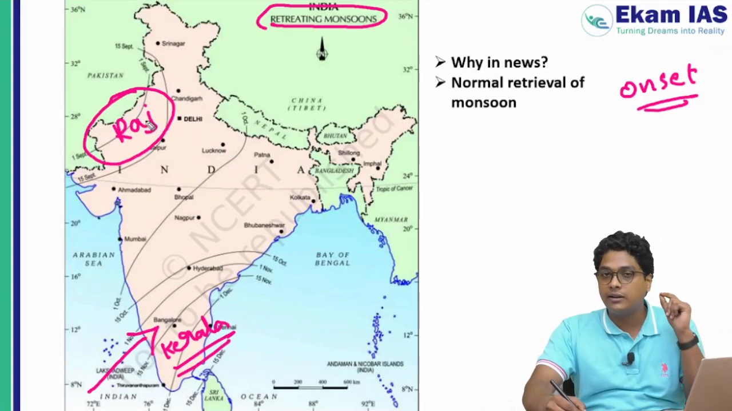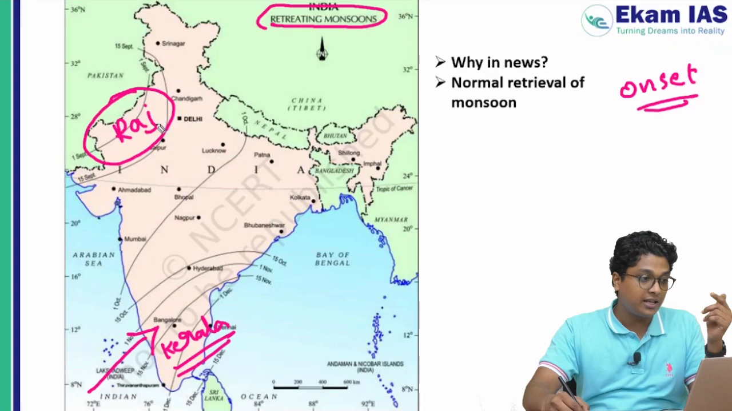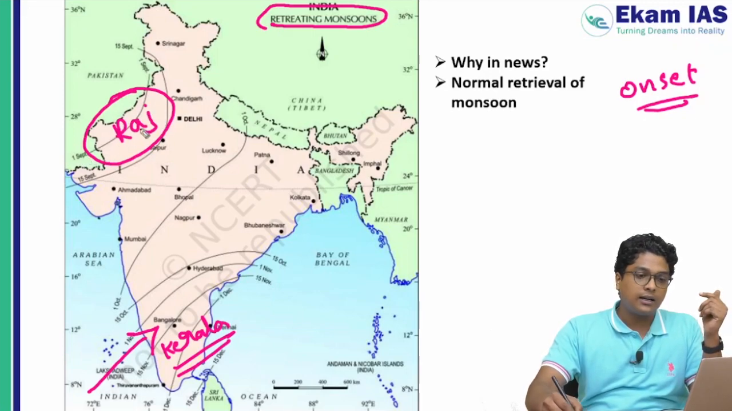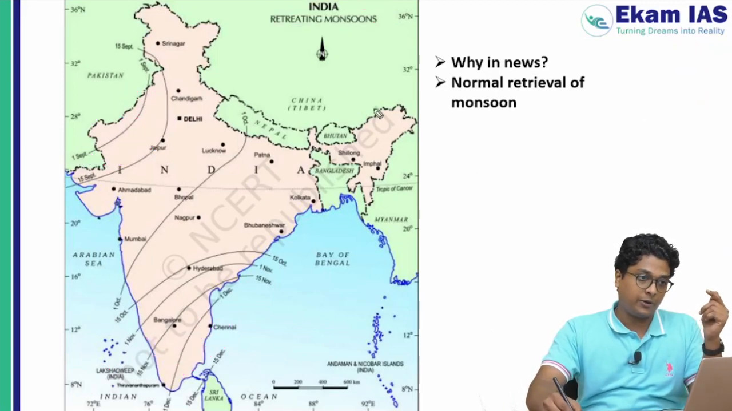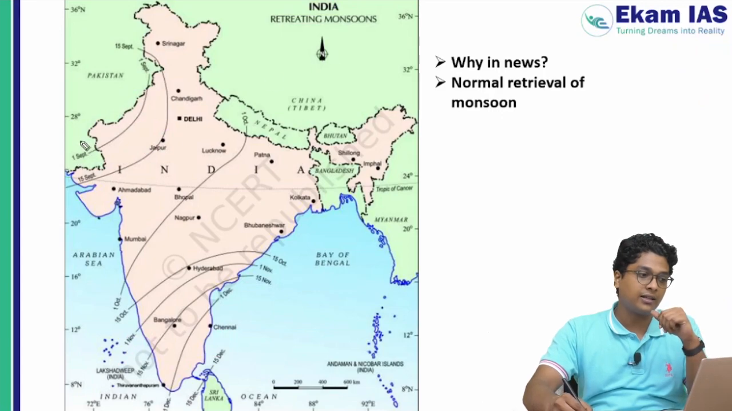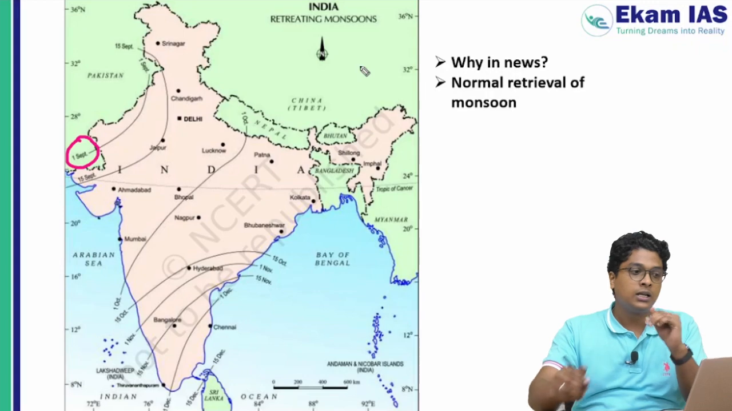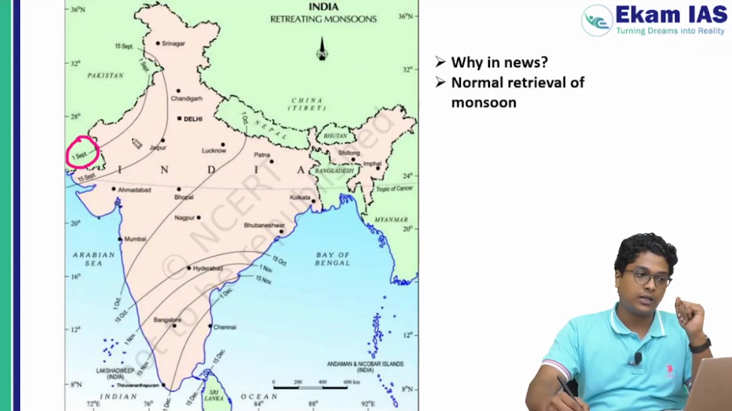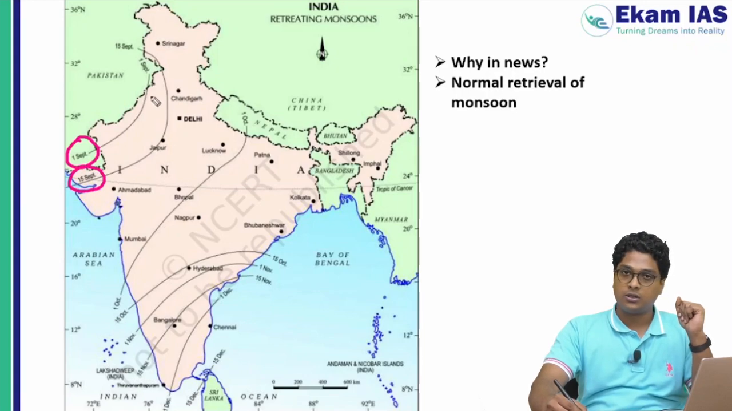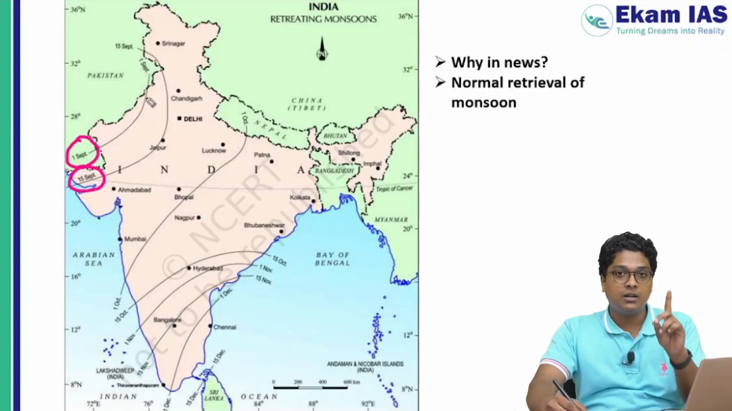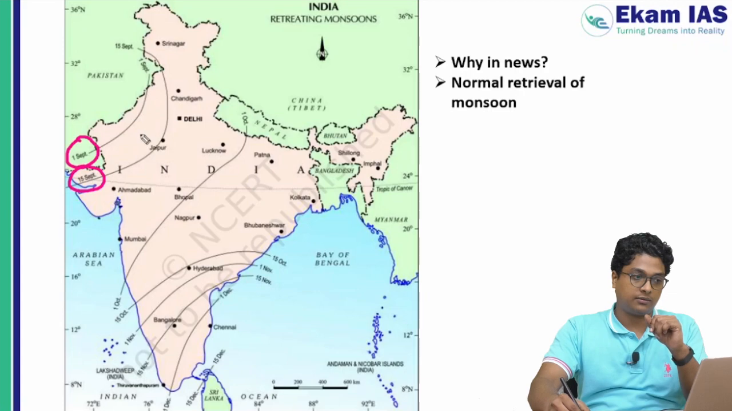In the newspaper article, it is given as September 17th, and here you can see on the map, according to the NCERT, it is given as September 1st. Anyway, just understand this: mid-September the retrieval should begin, and here it is also written as 15 September in Rajasthan. Okay, so the retrieval starts from Rajasthan. This is a fact you have to remember.